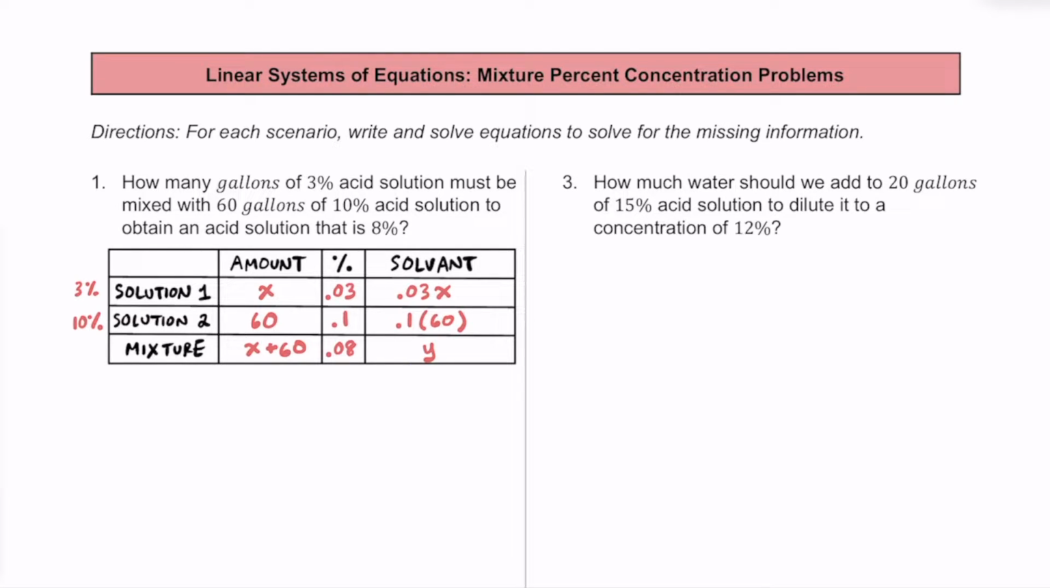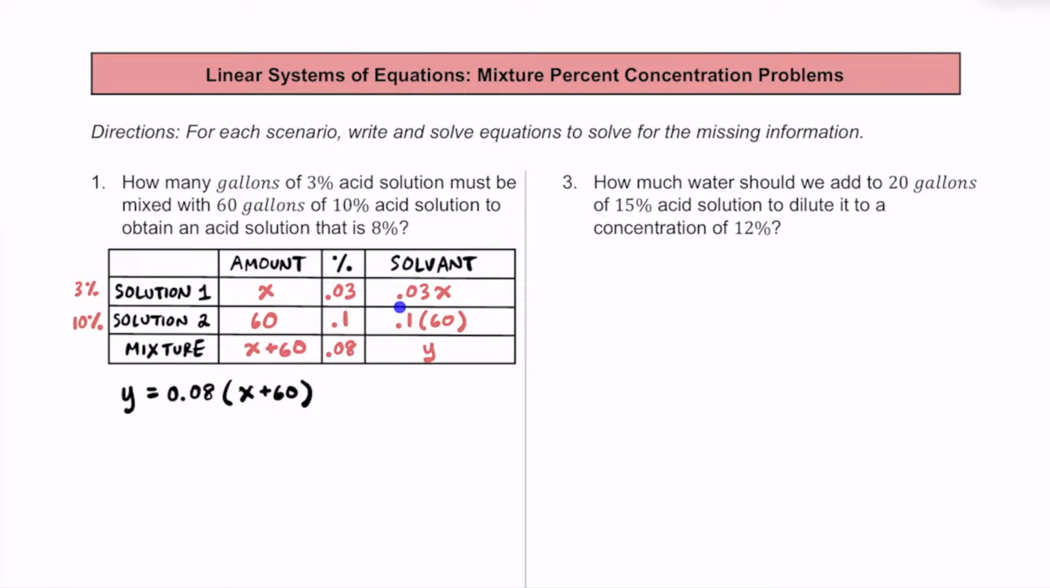So for solution 1, we can multiply the percentage by the amount of gallons to get how much acid that is. For solution 2, we can take 0.1, or 10%, of 60 gallons, and that's the amount that's in solution 2. So if we multiply this 8% by the amount that is in the total mixture, that's how much is in the final solution. So we can say, setting up an equation, that y is equal to 0.08 of that total mixture, which is x plus 60.